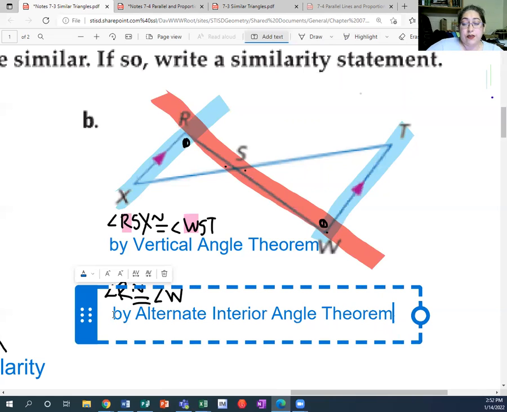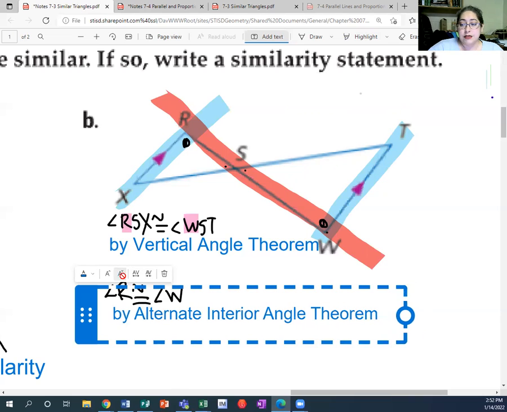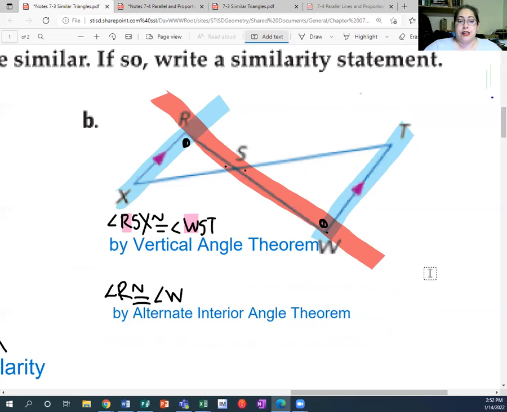And I believe it was a theorem. Feel free to correct me in the comments if you flip back to that chapter and it's not a theorem, but I think it's a theorem. All right, I have two pairs of angles being congruent. That tells me these triangles are similar. So I'm going to write my similarity statement.